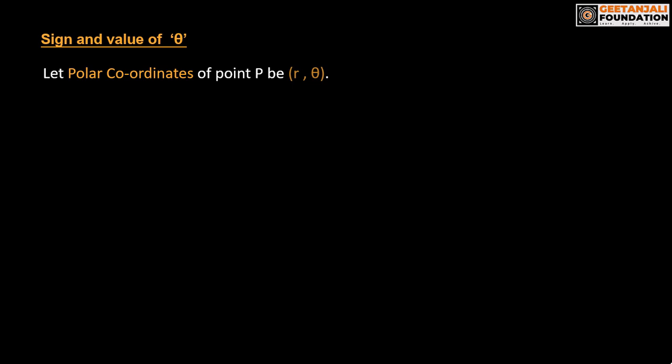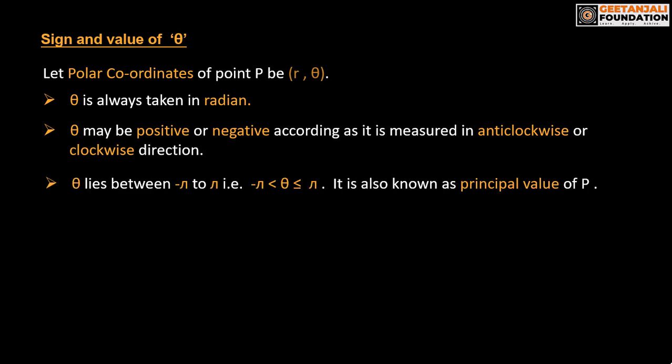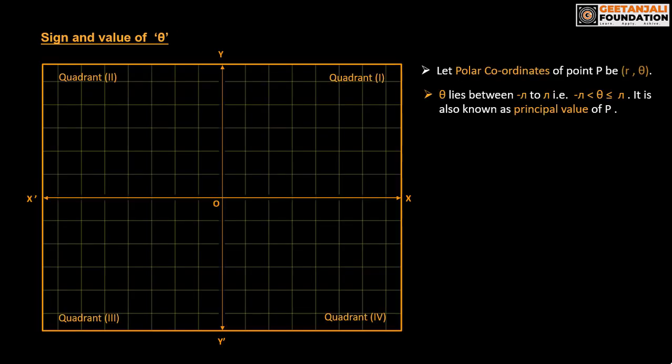Let the polar coordinates of a point be r and theta. About theta we would say, first thing, theta is always taken in radians. Second thing, theta may be positive or negative. It depends on whether we measure it anti-clockwise or in clockwise direction. And the third thing is theta lies between minus pi to pi, and it is also known as the principal values of theta. Let's see in more detail about the principal values of theta.